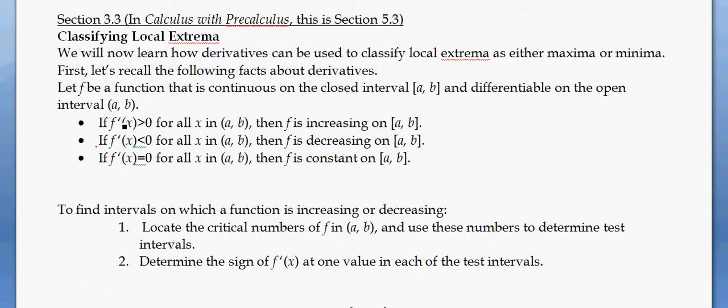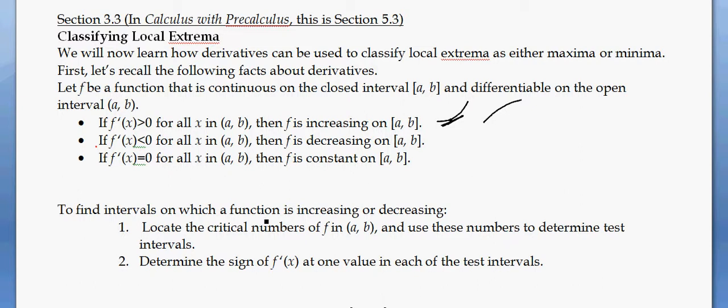So we talked about the fact that where the derivative is positive, at any given point the tangent line slope is positive. So those are going to be increasing functions. Where the derivative is negative, the function will be decreasing. And then, of course, where the derivative is 0, that means the function is constant on that interval. This is, of course, if it's for all values.